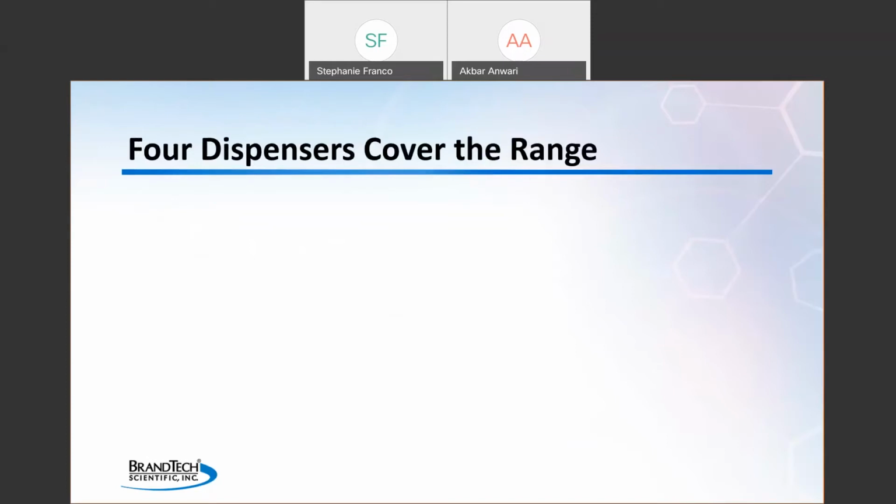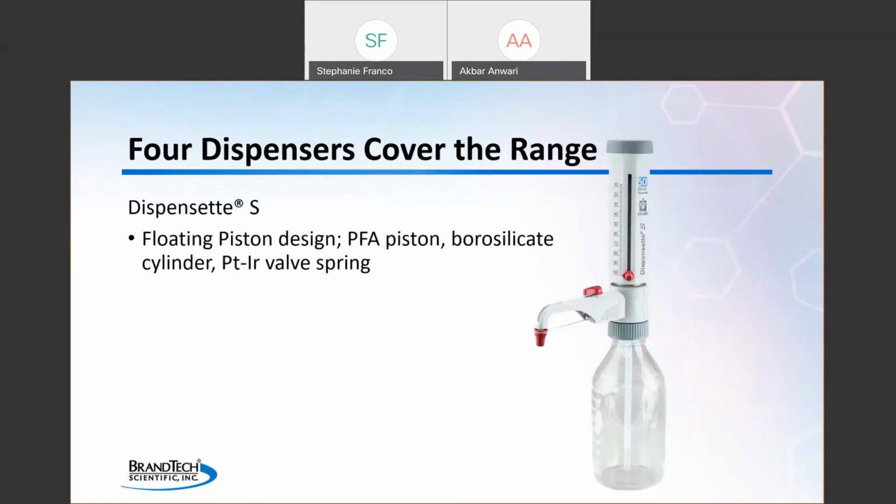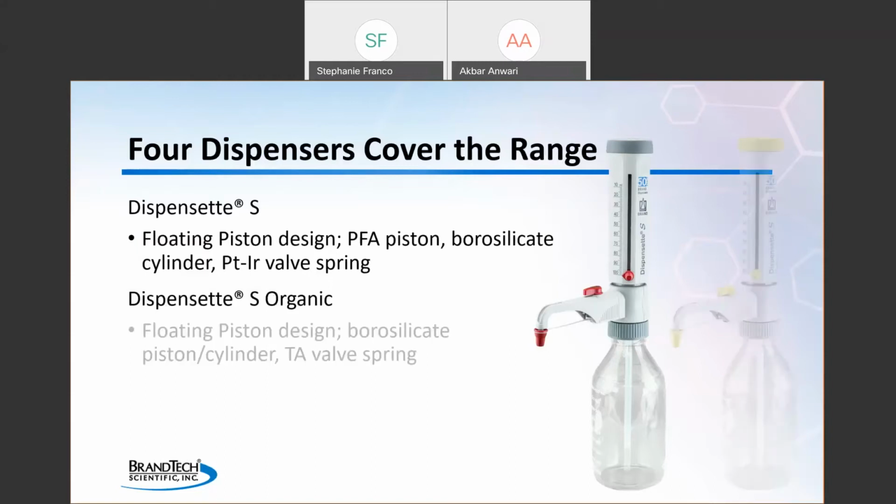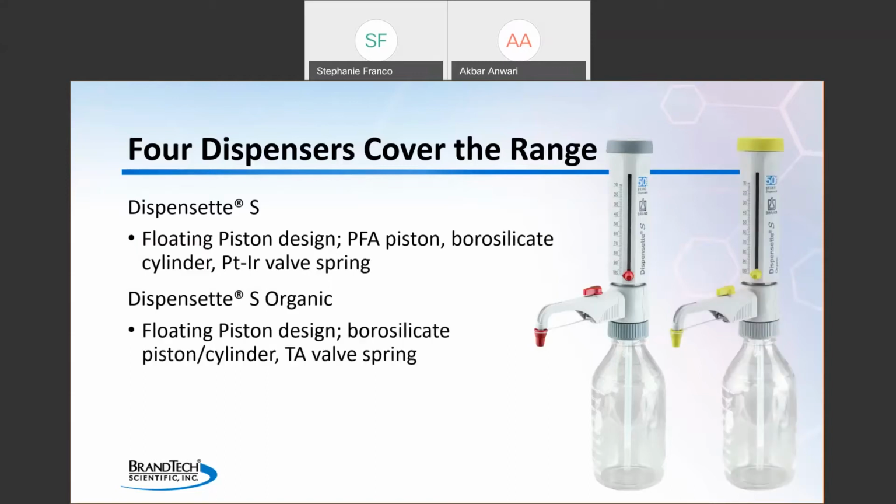Braun's 4-model portfolio of Dispenser S Bottletop dispensers covers the vast majority of laboratory liquids. Dispenser S is suitable for most dispensing needs with a floating PFA-coated piston and platinum iridium valve spring. It's great for bases, buffers, other salt solutions, and many solvents and acids. The Dispenser S Organic substitutes a borosilicate glass piston for the PFA-coated version, and a tantalum valve spring, making it suitable for organic solvents, concentrated acids, but unsuitable for bases.